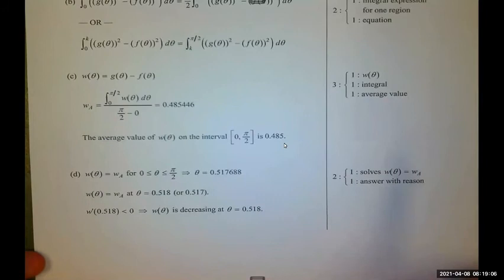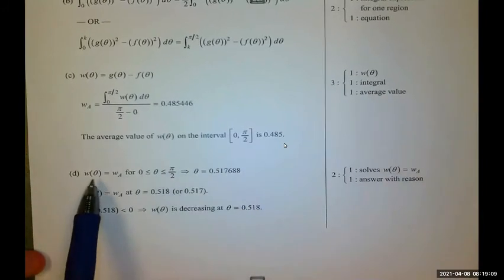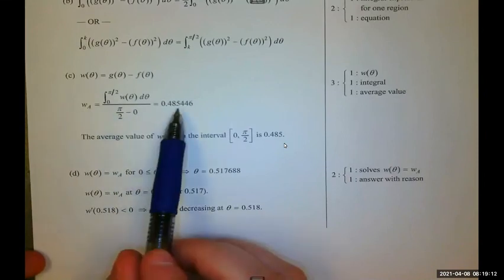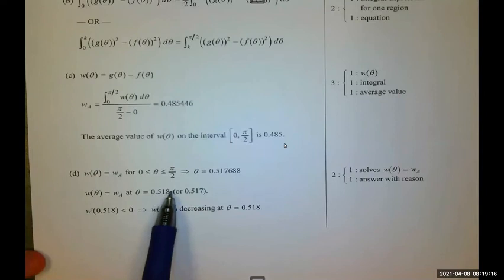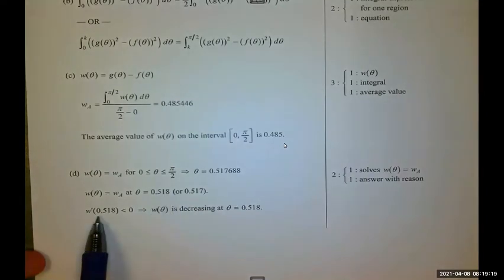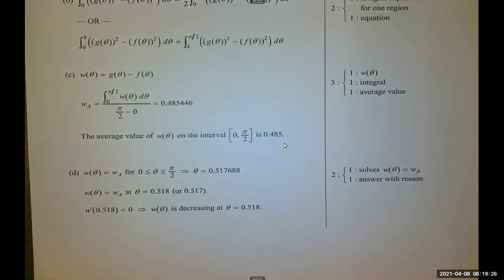For part D, that was 2 of the 9 points. We take our W from here, set it equal to our value from here. Got 0.518. Notice how they didn't specify what the value of W prime of 0.518 is. All they did was say W prime of 0.518 is less than 0. Further emphasizing that, especially for calculator questions, if it doesn't say antiderivative, write it out, or derivative, write it out, don't take your time and do it. If it helps you to do it, I guess do it, but I feel like time is potentially going to be at a bit of a premium here, and you're going to be better off taking a moment to reflect and check on your work.